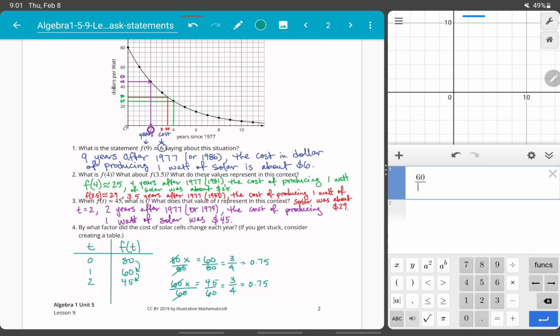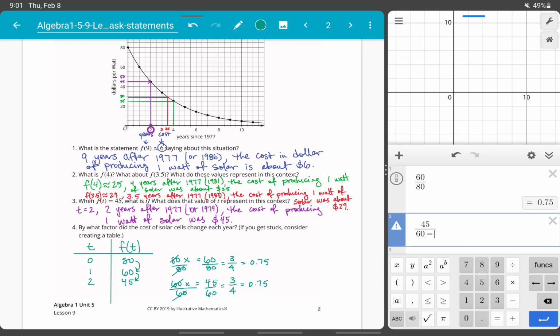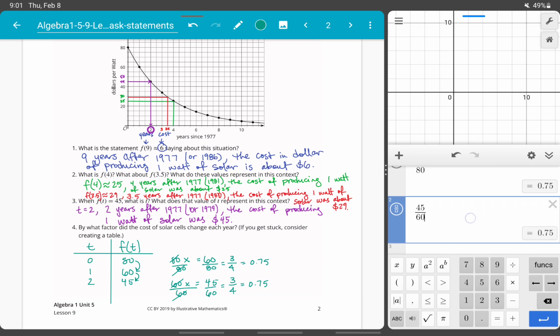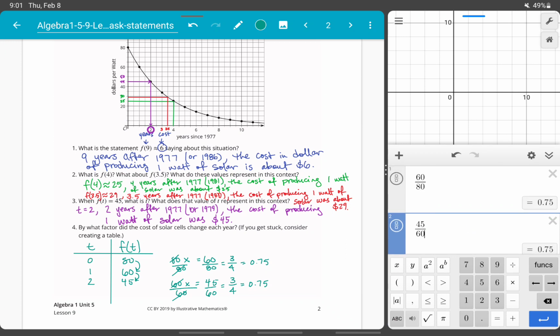And just for fun over here, we can try this. Let's do 60 divided by 80, and we get 0.75, and we'll do 45 divided by 60, and we also get 0.75 there and there. So this is the factor that they changed by.